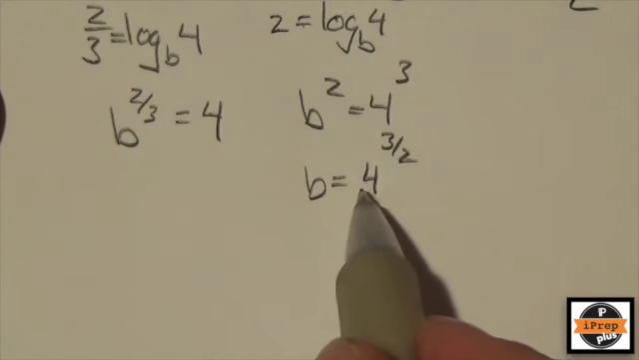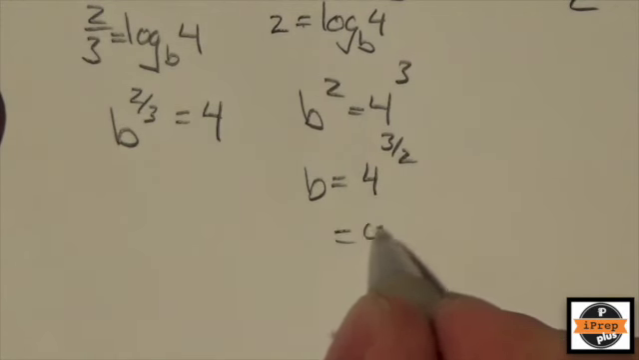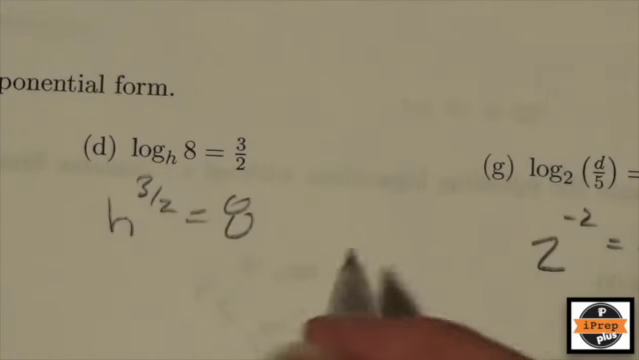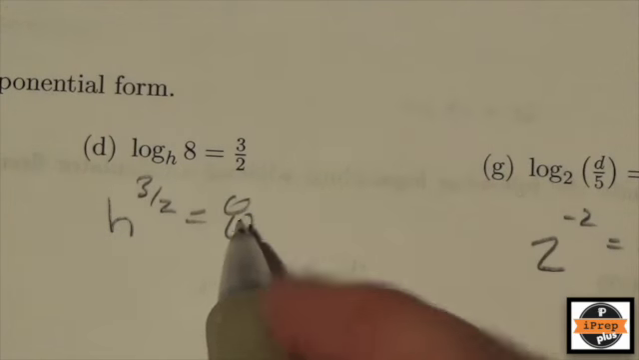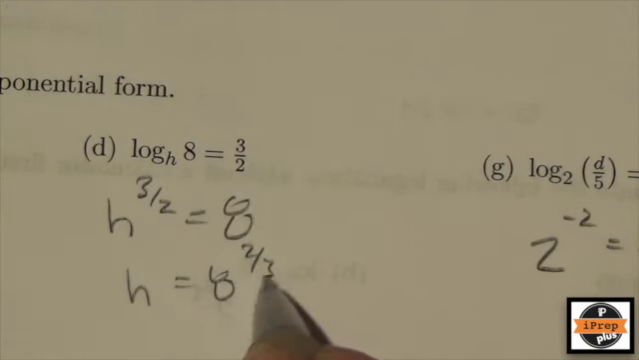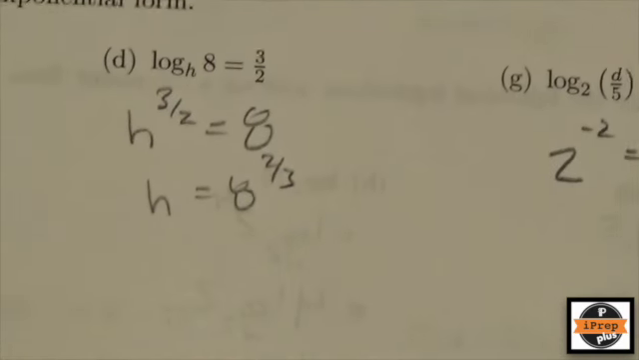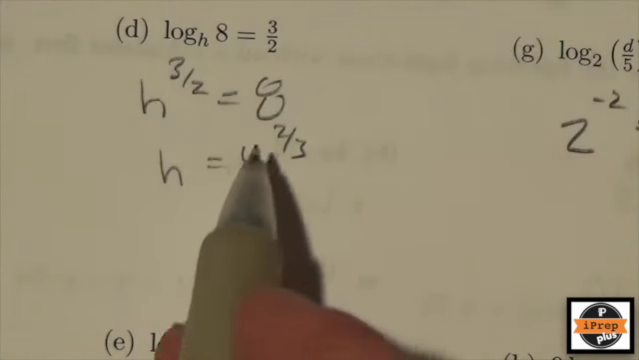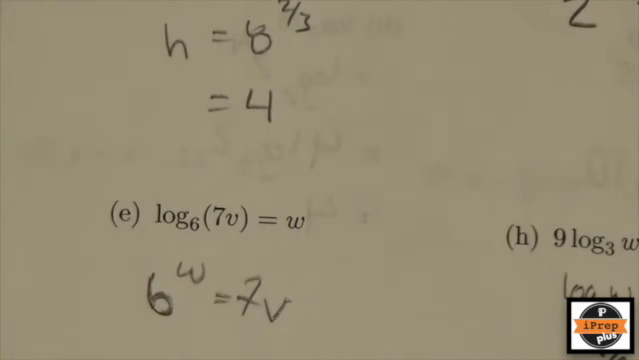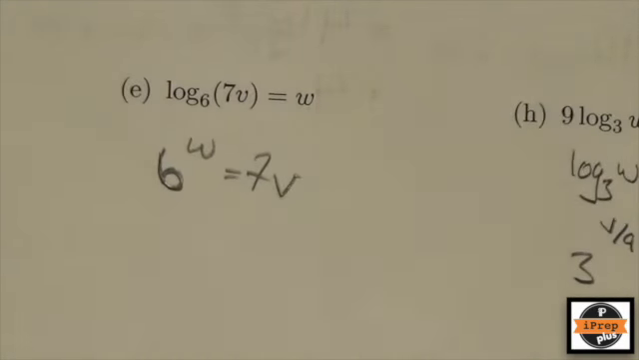The square root of 4 is 2, cubed is 8, so b is equal to 8. If that's what you want. We'll go up here to D. h to the 3/2 is equal to 8, which means h is equal to 8 to the 2/3. You raise both sides to the reciprocal power. The cube root of 8 is 2, squared is 4. There's my h.